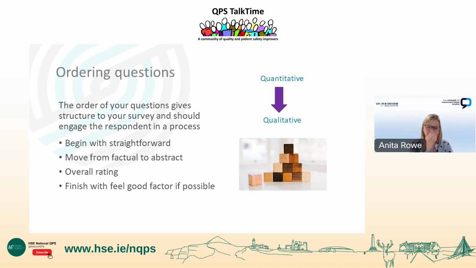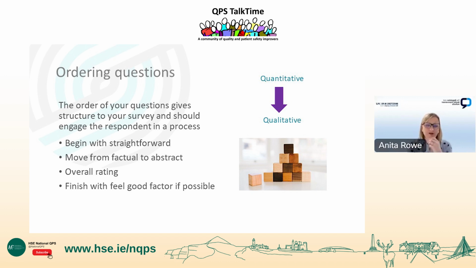And what is helpful is often to use quantitative questions first, move to qualitative, move from the factual to the abstract. Start with your easiest questions, then go into the more in-depth ones, and that just gets people into the way of answering and begins to open them up a little bit. And if you can at all, use an overall rating, which can be really useful in your survey, and finish with a feel-good factor if you can.